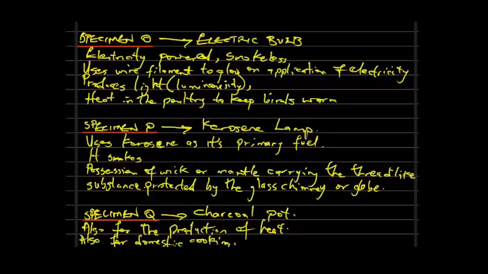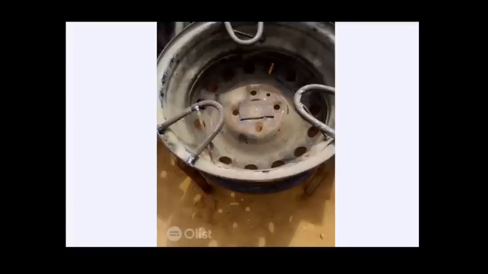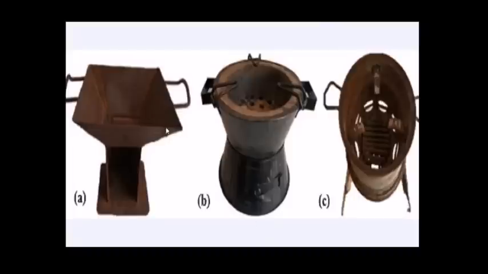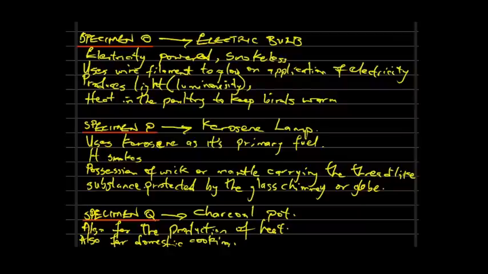So here is an example of what specimen Q looks like. You can see this is an example of a charcoal pot. This is another example of a charcoal pot. It is in this place here that you have your charcoal, and when you light it, it starts to burn, and then we have ashes falling down into this lower part. Our charcoal can be here, after which the burning brings out ashes under it.